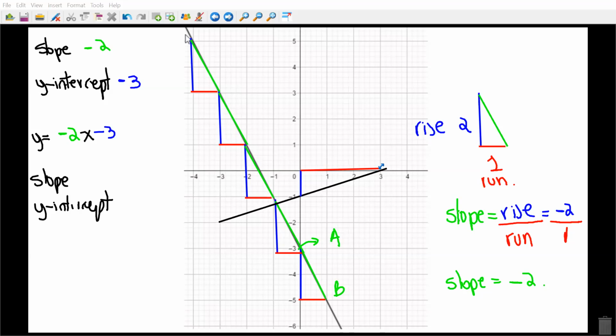Let me put this guy down a little bit. Red. And now I'm going to move to a green line.